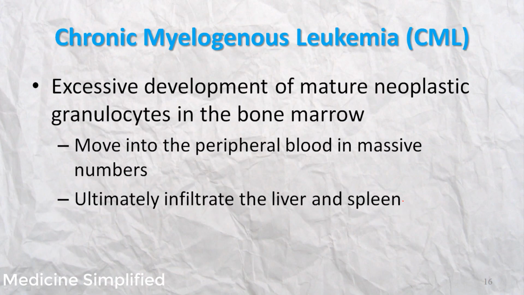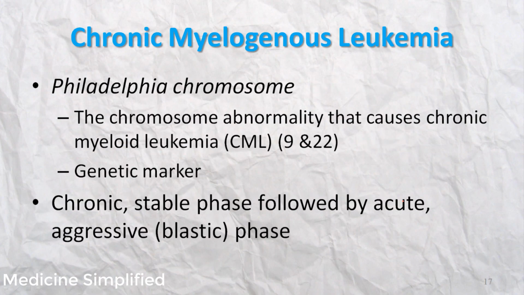Chronic myelogenous leukemia. Excessive development of mature neoplastic granulocytes in bone marrow, which moves into peripheral blood in massive numbers. So there will be increased WBC in blood. Ultimately they infiltrate the liver and spleen. Philadelphia chromosome: the chromosome abnormality that causes chronic myeloid leukemia. It can be used as a genetic marker. Chronic stable phase followed by acute aggressive phase.